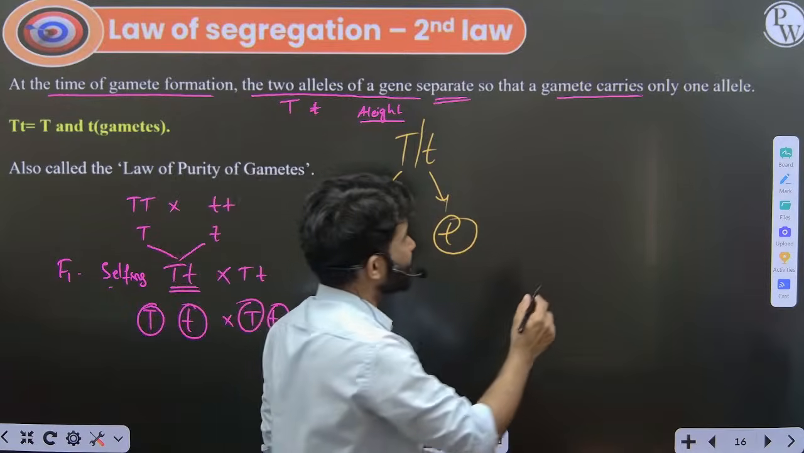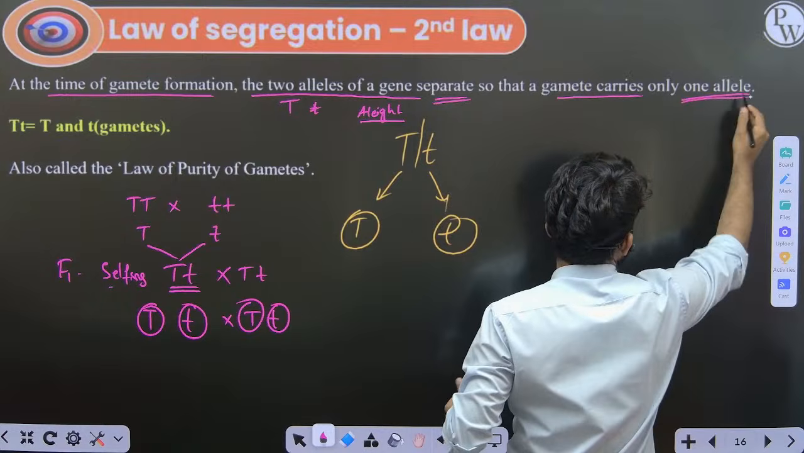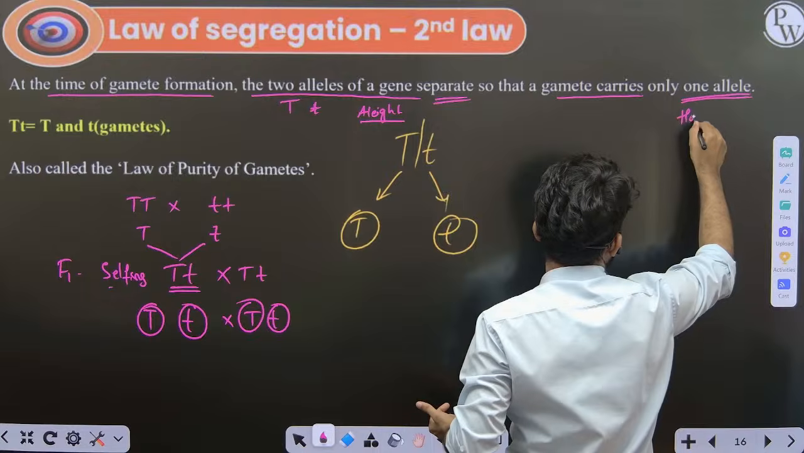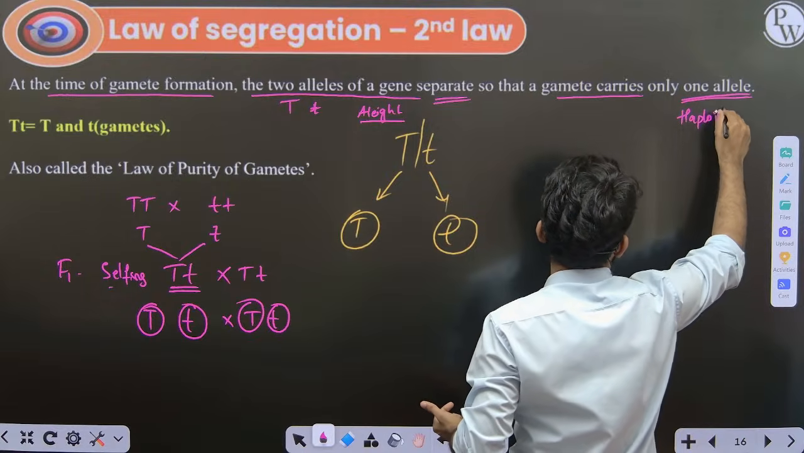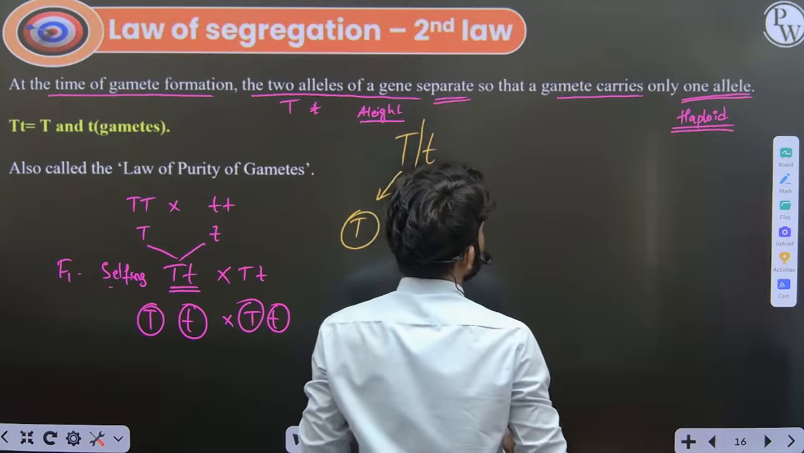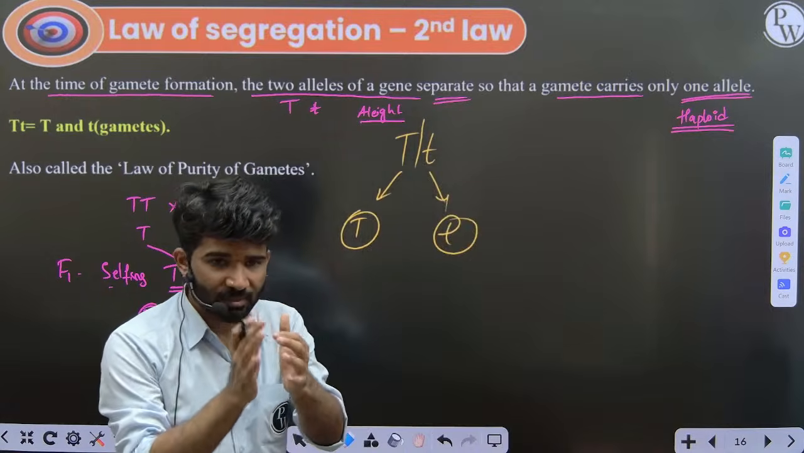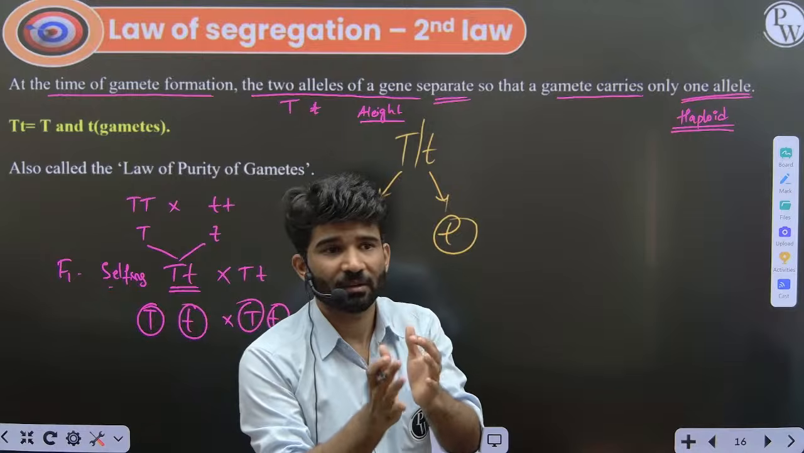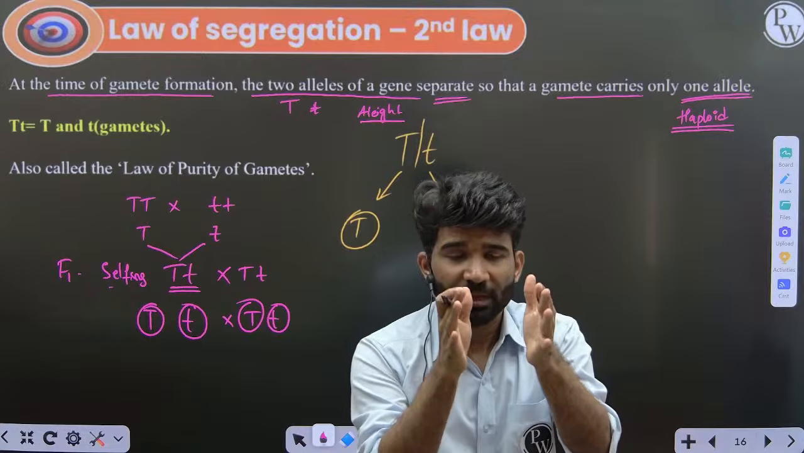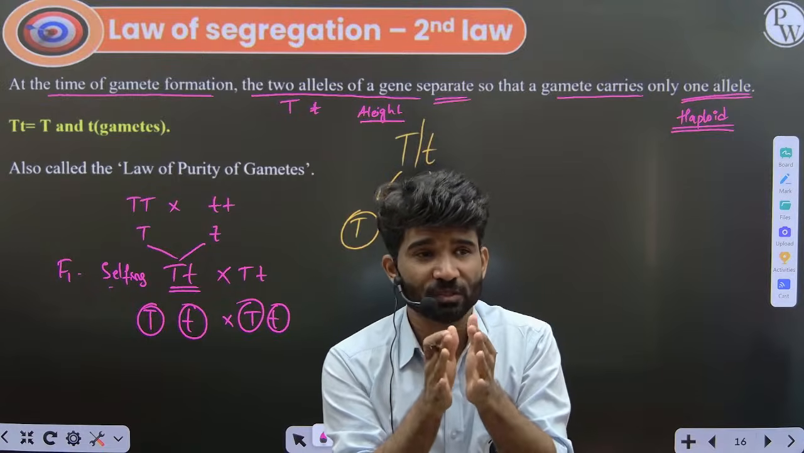So why do the gametes carry only one allele? That is because the gametes have only a haploid set of chromosomes, right? So they will carry one allele. But when it comes to the organism's character, it will carry a pair of alleles. Why is it a pair of alleles? Because it is a diploid cell. We have 23 pairs of chromosomes.